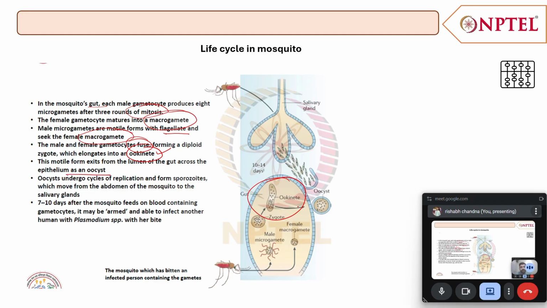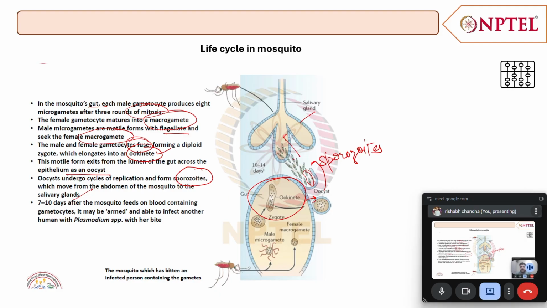Now the oocyst. This will now release into an oocyst. The oocyst undergoes a cycle of replication and forms the sporozoites. These elongated forms are called sporozoites, which move from the abdomen to the salivary glands. These are the salivary glands of the mosquito, and the oocysts move to the sporozoites, and these move from the abdomen to the salivary glands.